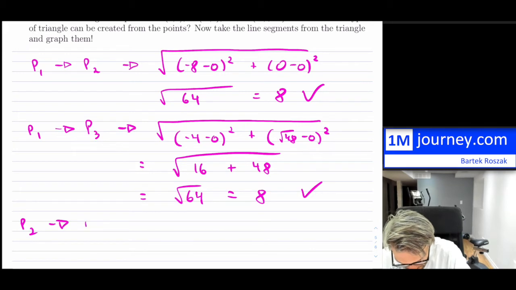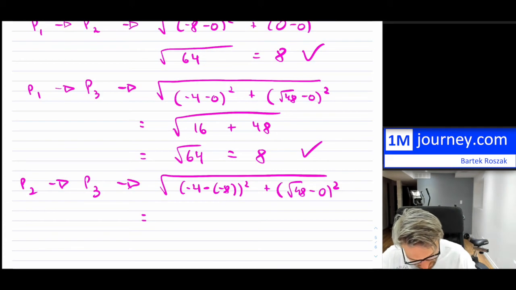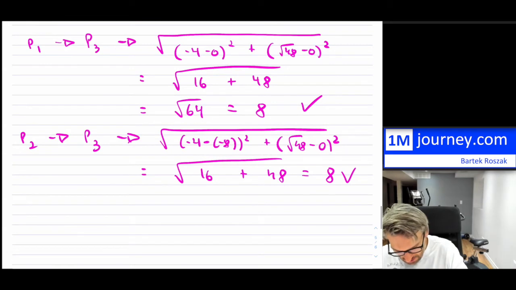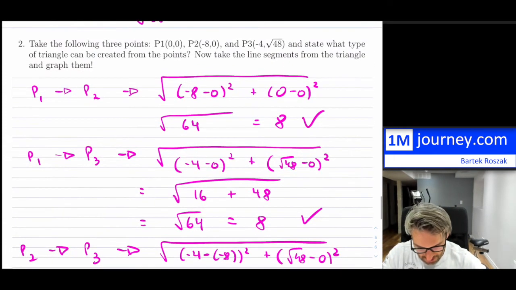We'll try P2 and P3. An equilateral. So this is an equilateral triangle. Why? Because all the sides are the same. That's why. And that's exactly what they were asking, right?